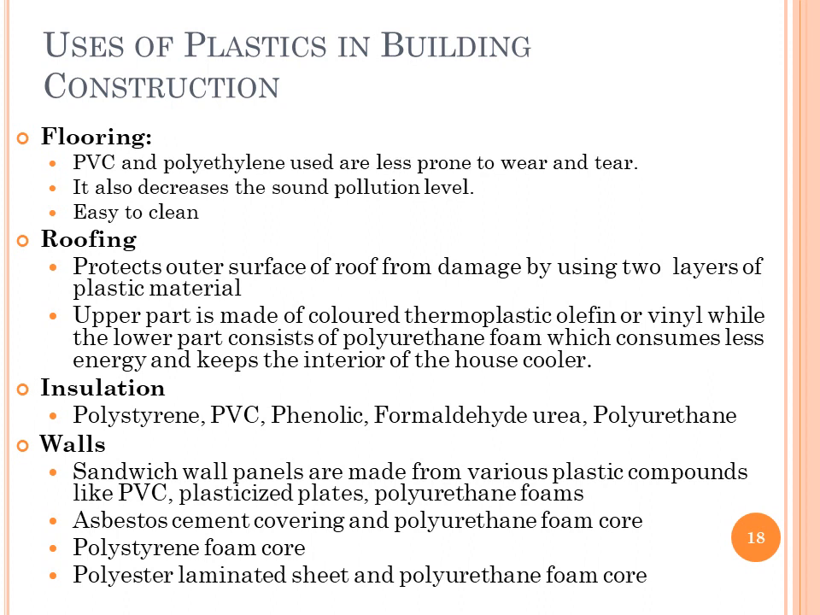The next use is roofing. It protects the outer surface of the roof from damage by using two layers of plastic material. The upper part is made of colored thermoplastic olefin or vinyl, while the lower part consists of polyurethane foam, which consumes less energy and keeps the interior of the house cooler.